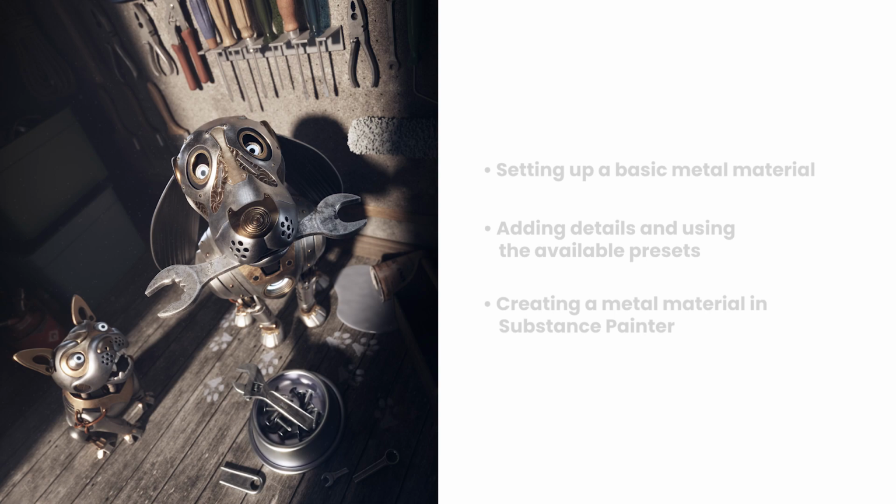In this video, we'll go through the process of setting up a metal material in 3ds Max and V-Ray using the metallic roughness workflow. First, we'll take a look at how to set up a basic metal material using that workflow. We'll go over how the different parameters affect the overall look and feel of the material. Next, we'll look at how we can add some surface imperfections and details to the material. We'll also look at some of the preset material options that come with the installation of V-Ray.